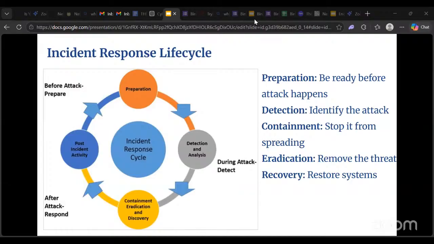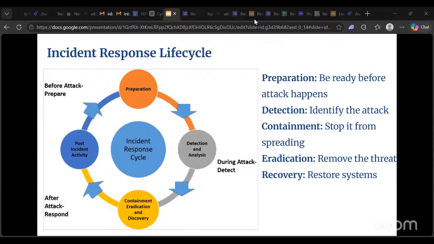That is what I mean by readiness. Now, the next stage is detection: how you identify the attack and identify suspicious activity. The next one is containment. You stop it from spreading, like isolating the infected system.